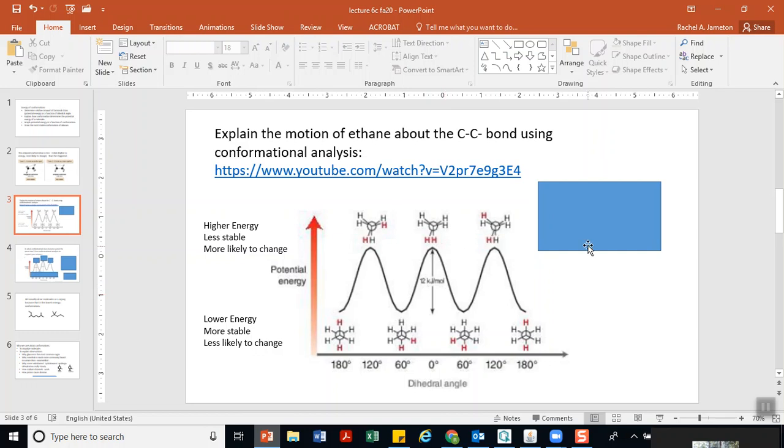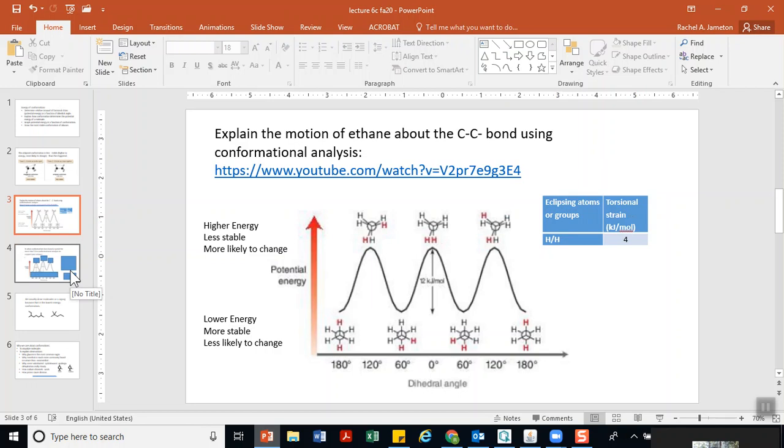And so what we do is we say for each of those hydrogens that's overlapping, it contributes 4 kilojoules per mole to that higher potential energy. And so there's 3 of them, and so 3 times 4 is 12, and that's why we get this 12 kilojoules per mole. That eclipsing interaction is called torsional strain, as you can see here.